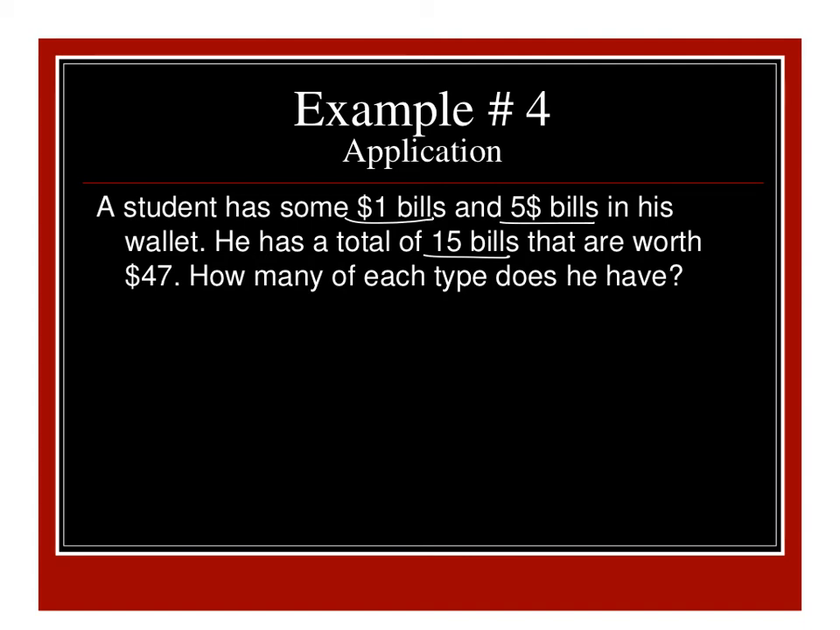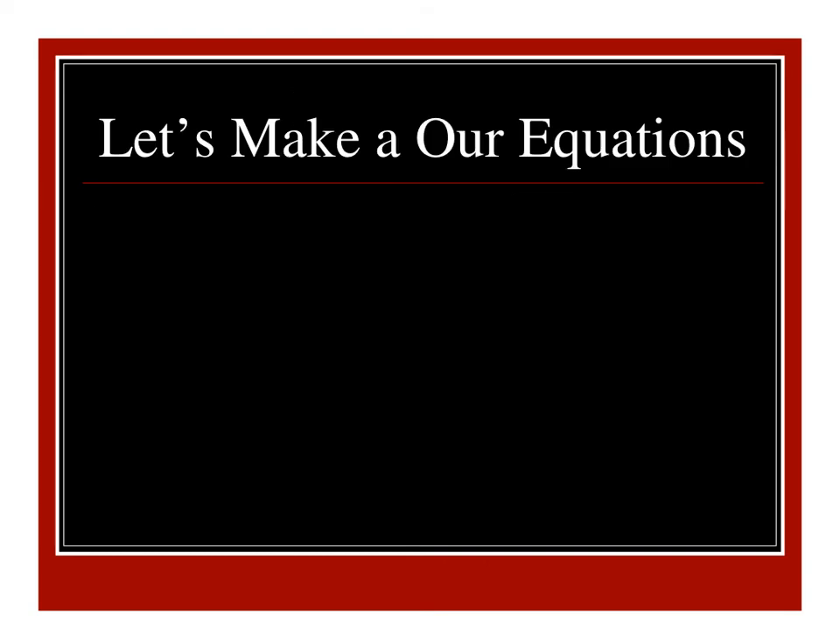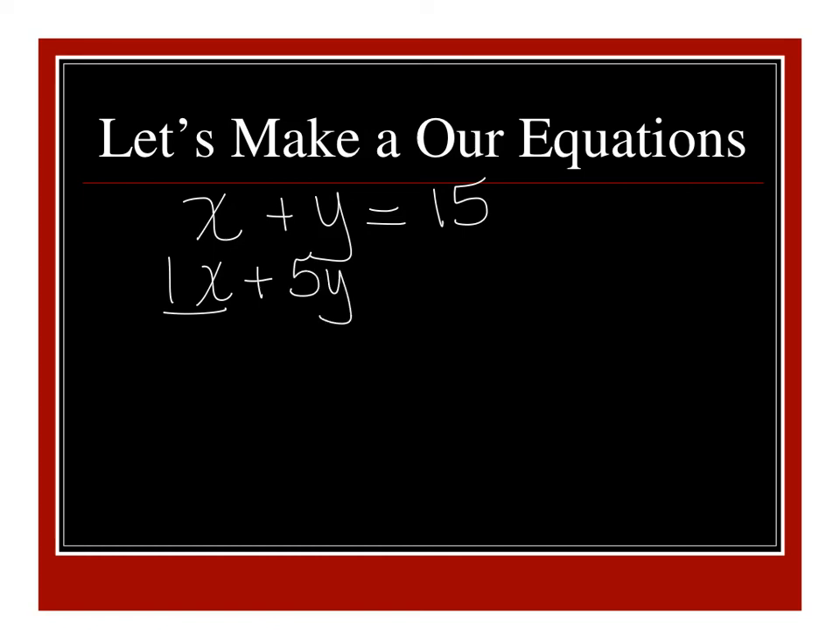So what we're going to do is set up a system of equations. First of all, we're going to let x equal our number of $1 bills, and we're going to let y equal our number of $5 bills. And we're going to take that information and make equations. So we have 15 bills total. So our number of $1 bills plus our number of $5 bills has to be 15 bills. Also, a $1 bill is worth $1. So $1 times how many $1 bills we have, and $5 times how many $5 bills we have, has to equal how much money we have, which is 47.